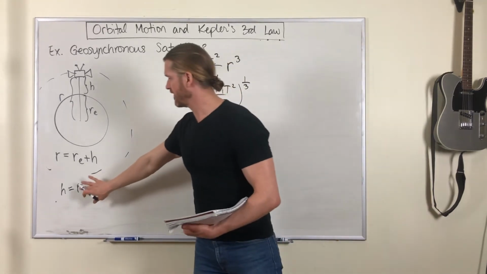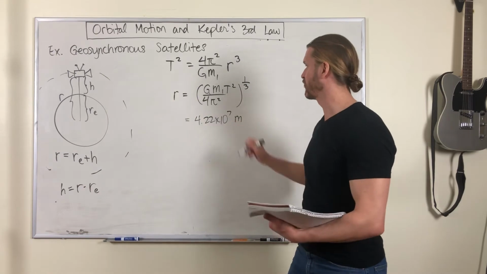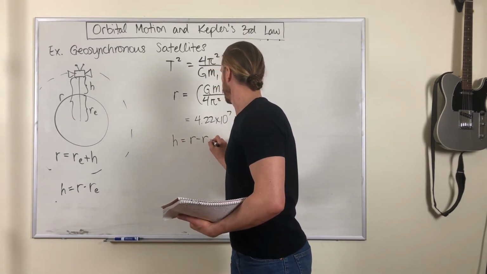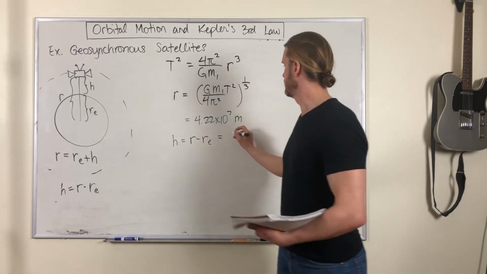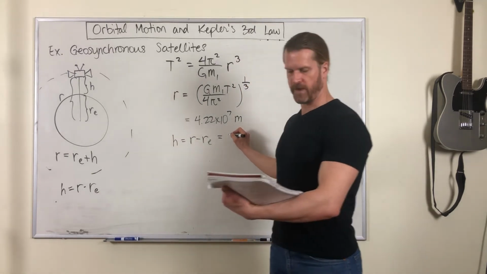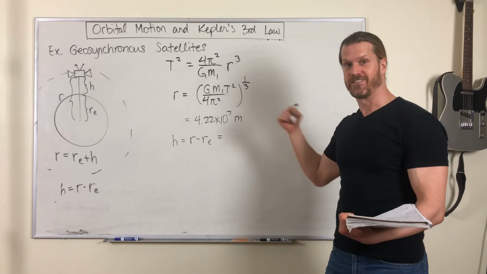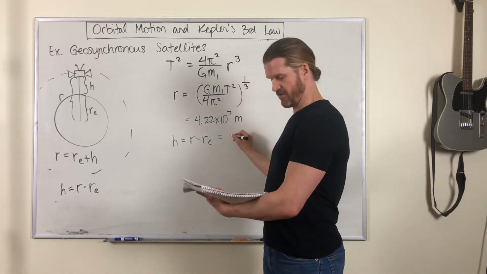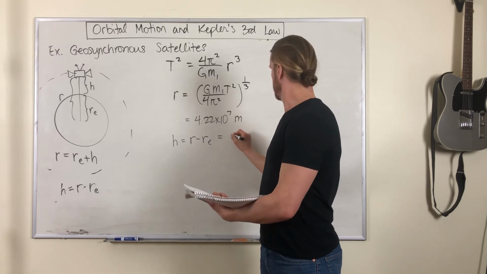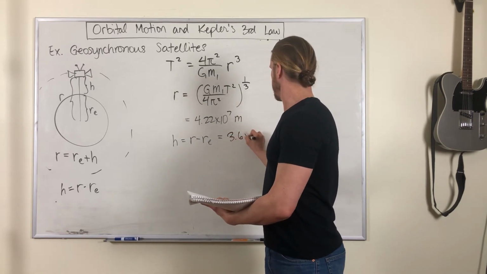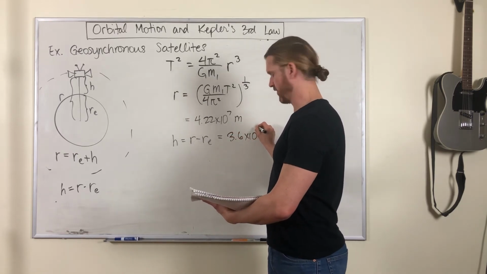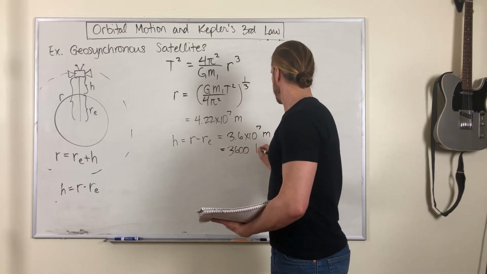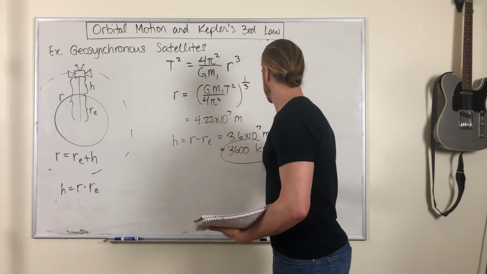Now we're more interested in the height above the Earth, so let's subtract the Earth's radius to get that height. The Earth's radius is 6.371 times 10 to the 6 meters. So we subtract those and we get about 3.6 times 10 to the 7 meters, or 36,000 kilometers.